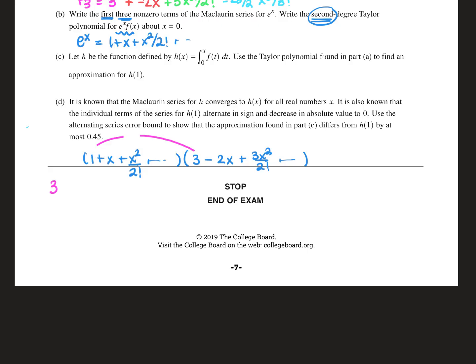Now we're going to move on to the linear term. So how many different ways can we get a linear? If I take 1 and multiply it by negative 2x, that's going to give us a linear. If we take x and multiply it by 3, that's going to give us a linear. So I'm going to collect the coefficients in front. So I would have negative 2 plus 3, and that's in front of our linear terms. Now we have to figure out how many different ways we can get a quadratic.